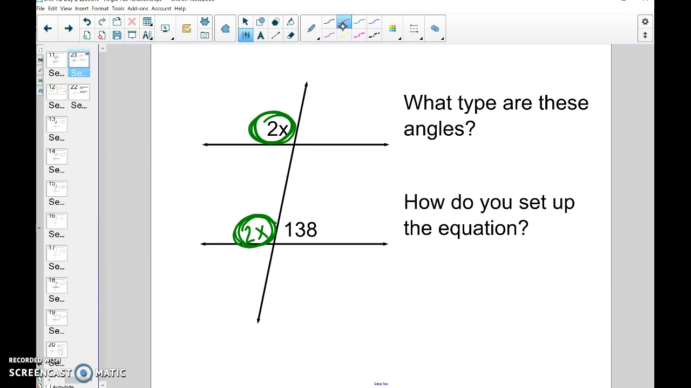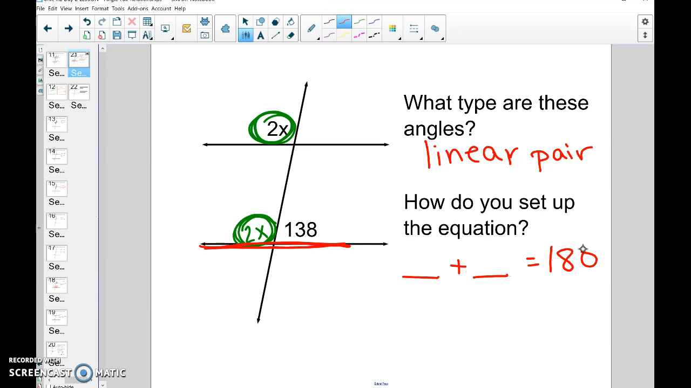Now I've got an equation I can set up. These two angles are on the same line. They share a wall right here, which means that now I've got a linear pair. Okay, are linear angles congruent or supplementary? Hopefully in your brain you're saying supplementary. So this is our starting point: blank plus blank equals 180. So this time it's 2x plus 138 equals 180.